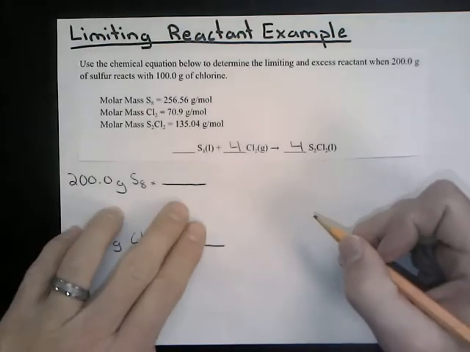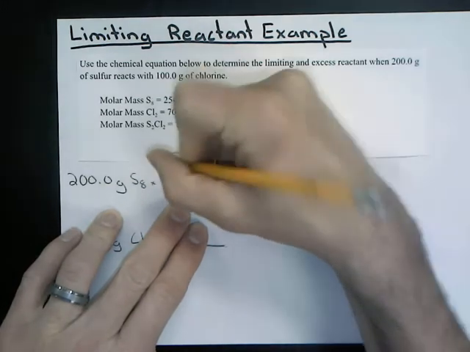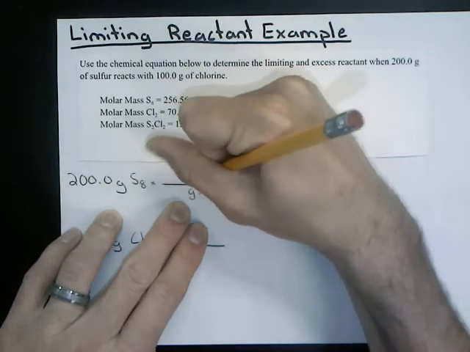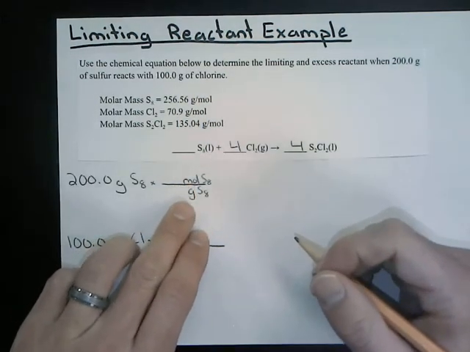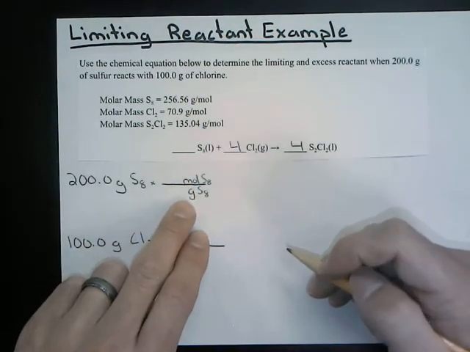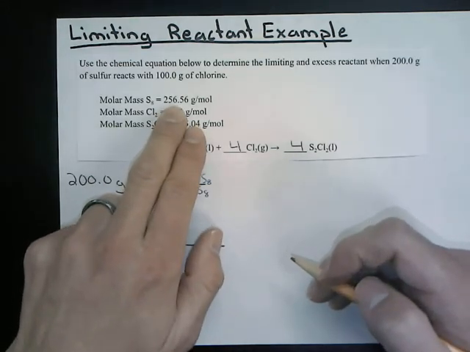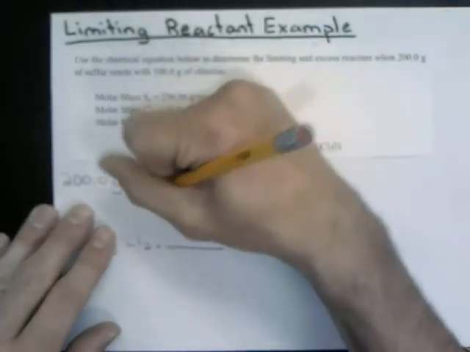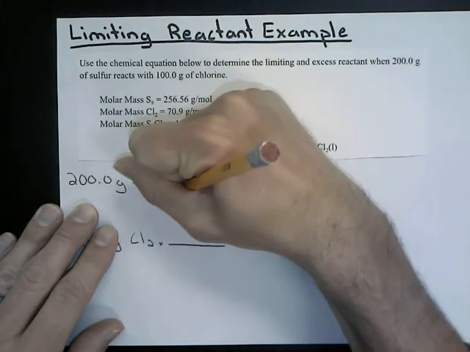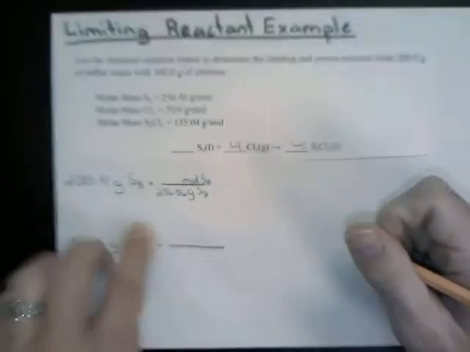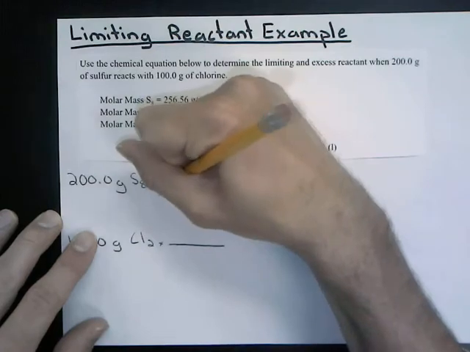But the first thing that we have to do is get rid of grams of S8, and we have to go to moles of S8. Okay? And so, mole over gram or gram over mole, we turn to the molar mass. The molar mass is 256.56, so that becomes what we put with grams: 256.56 grams of S8 per 1 mole.